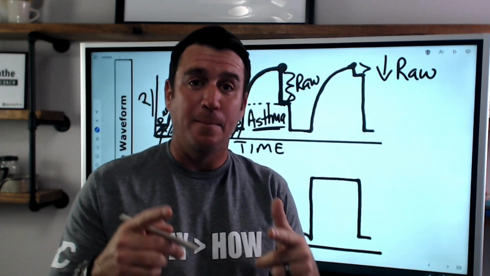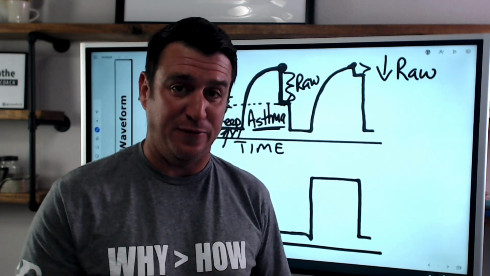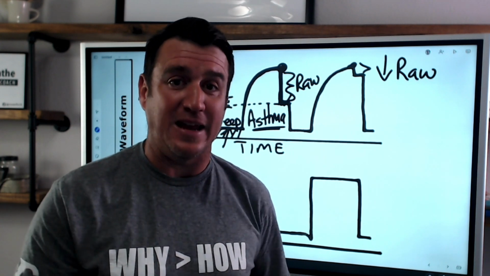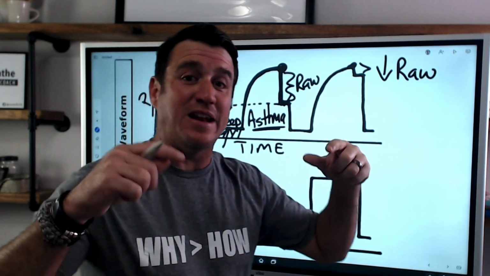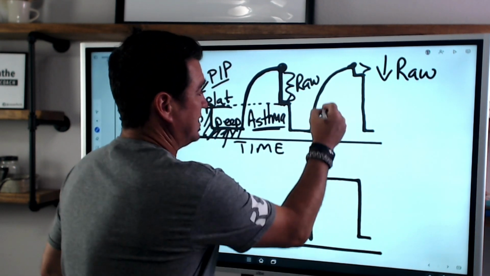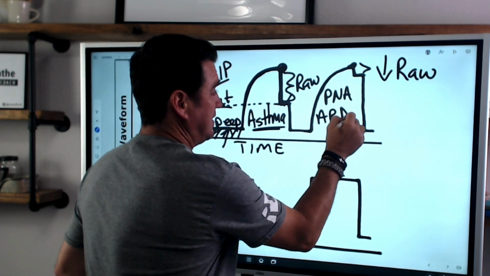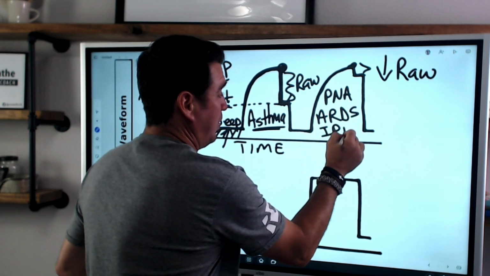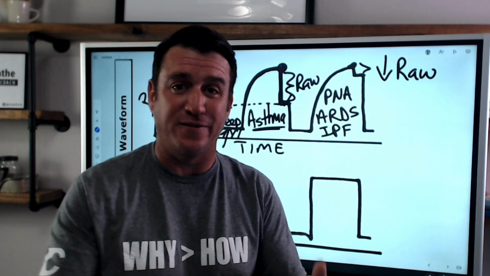Well, that is because your alveoli are now impaired. They have become stiff. They have become non-compliant. This is what we're looking at, a compliance issue. You have an alveolar problem. This would be something like pneumonia, ARDS, maybe idiopathic pulmonary fibrosis, something that causes your lungs to become very, very stiff.